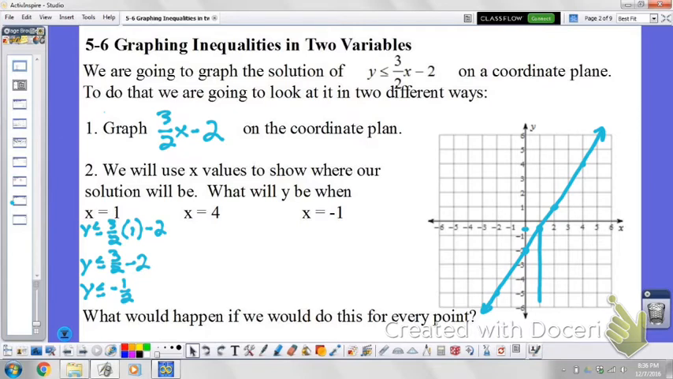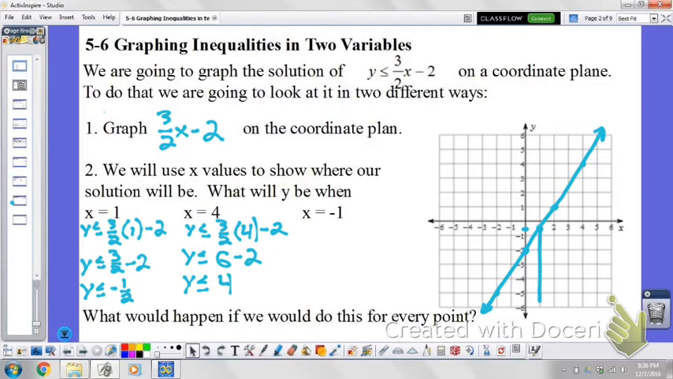Now let's look at whenever x is equal to 4. So we'll substitute 4 into my inequality, so that gives me y is less than or equal to 3/2 times 4 minus 2. So 3/2 times 4 is just 6. So 6 minus 2. So y is less than or equal to 4. So when x is equal to 4, y is less than or equal to 4.